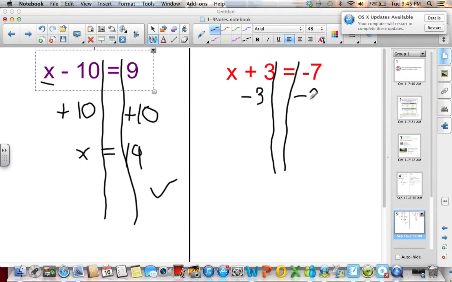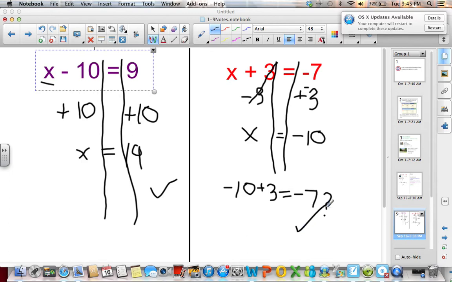Minus 3, and then we do minus 3 over here. So I pull down my variable. If it helps, sometimes people like to cross it off, and that's fine with me. Whatever works for you. X equals, so we have negative 7 minus 3, so we do chop minus. Negative 7 plus negative 3 equals negative 10. Negative 10 plus 3 equals negative 7, and then I ask myself, well, is that true? Yes, it is, so we check.